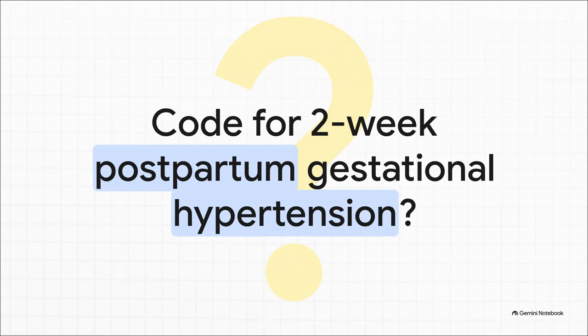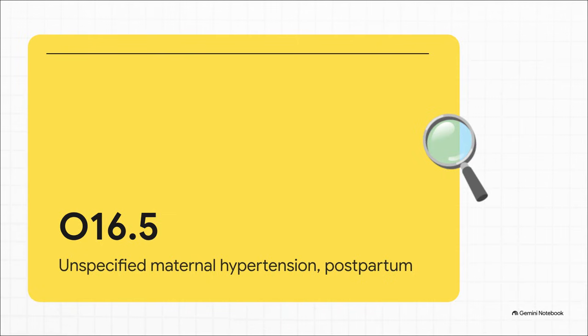Think critically about the timing here and the lack of systemic complications. What do you think is the most compliant choice? The correct code is O16.5, unspecified maternal hypertension postpartum. Now, why not use a pre-existing code? Well, because our history explicitly says it was gestational. And why not preeclampsia? Because the provider noted there weren't any signs of it. Since the elevated blood pressure is isolated in the postpartum period without any preeclampsia symptoms, O16.5 is for sure your most accurate bet.